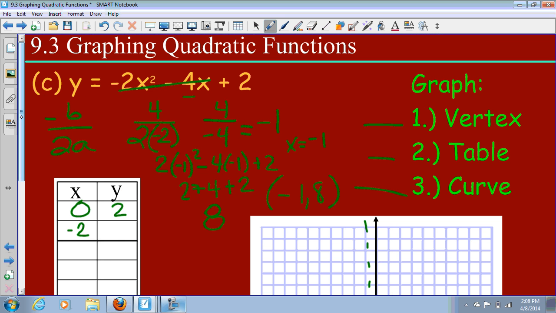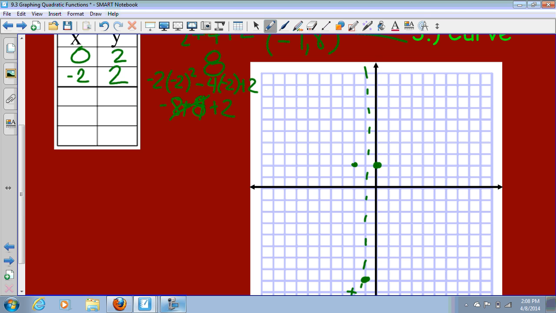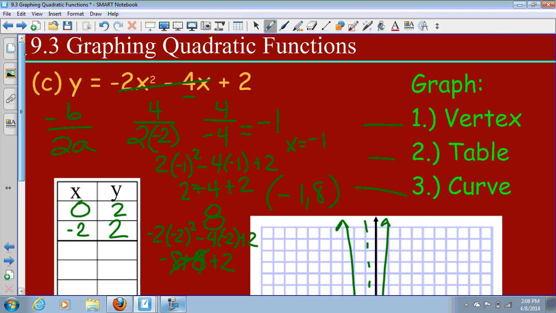Well, let's try negative 2, because I know what negative 1 is. So negative 2 times negative 2 squared minus 4 times negative 2 plus 2. Negative 2 times negative 2 is positive 4, so that's negative 8 minus 4. Oh, no. Negative 4 times 2 is plus 8, plus 2. Those cancel. So I'm at negative 2, 2. This is going to be a narrow smooth curve. Remember, identifying our vertex and our axis of symmetry.